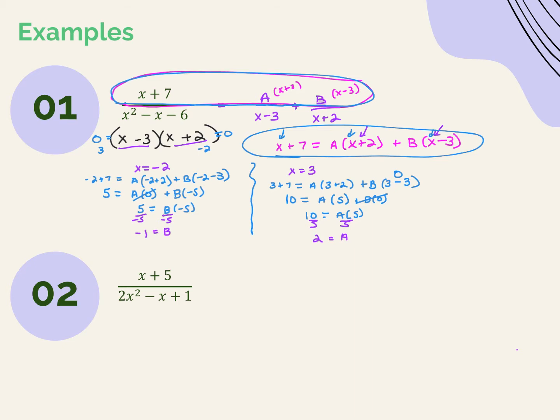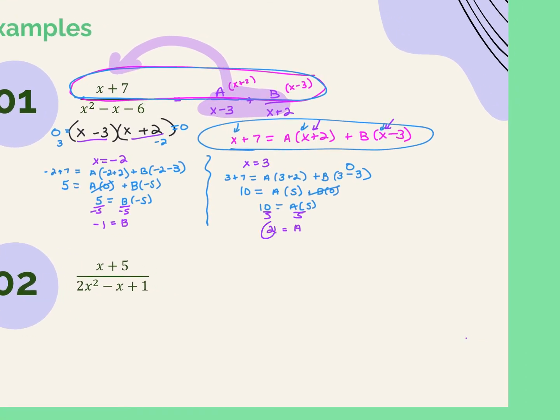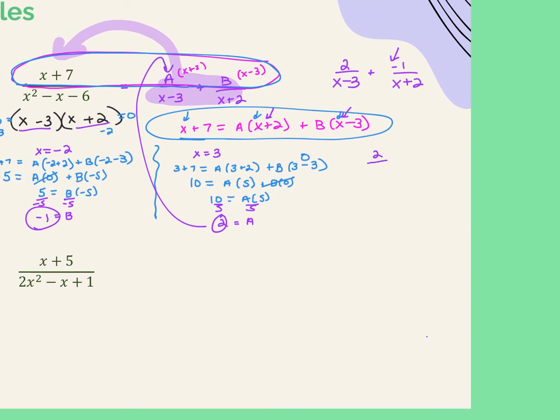Goal was to change these fractions so that when you add them, they get this. So my answer is actually those fractions with the A and the B put in their place. So the A, which is 2, is going to go over the x minus 3. The B, which is negative 1, is going to go over the x plus 2. And then we usually don't leave the negative in the top, so we would rewrite that as 2 over x minus 3 minus 1 over x plus 2.